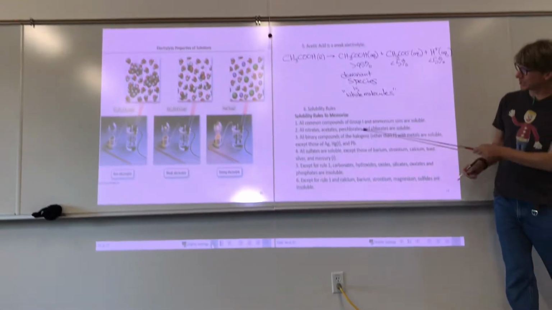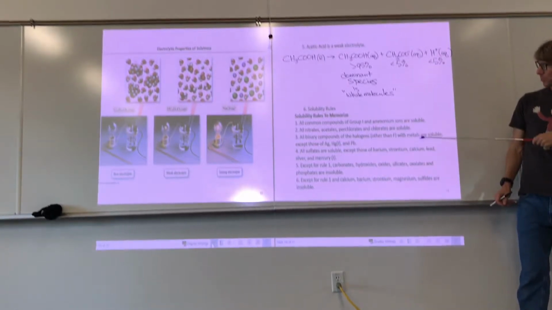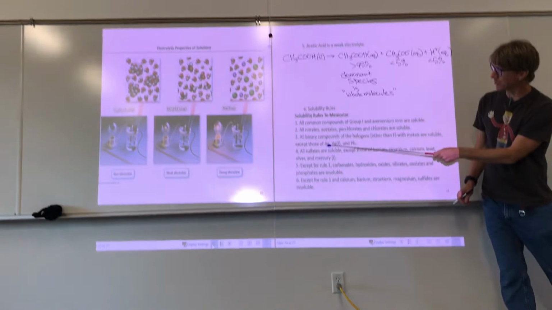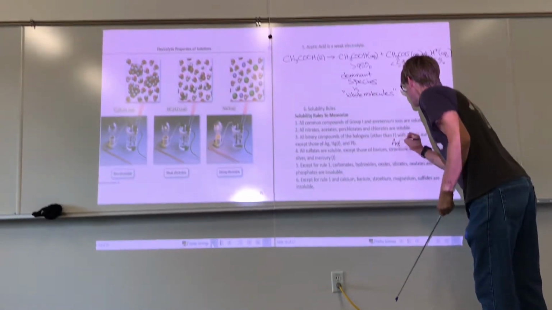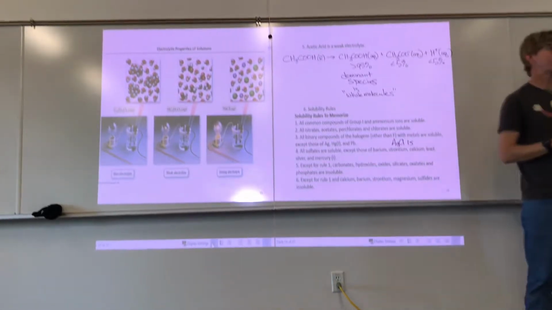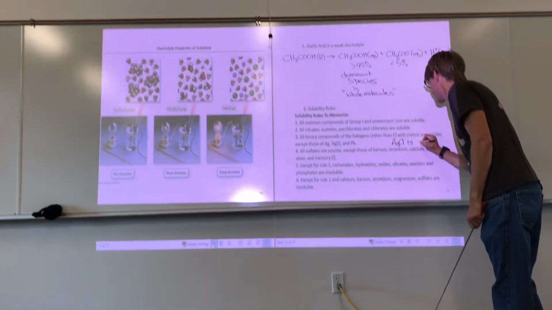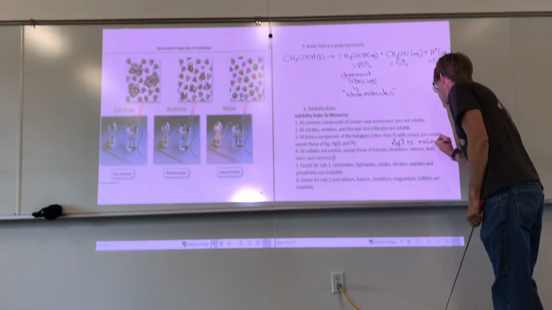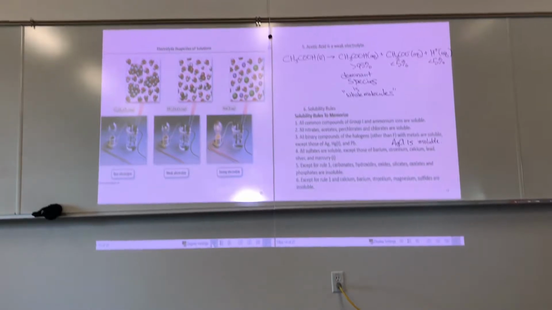As you go down, we said all binary compounds of the halogens, other than fluoride, with metals are soluble. My favorite exception to the solubility thing here is silver chloride. Silver chloride is insoluble, and that's part of what Rule 3 says. And really what Rule 3 says is that almost every other chloride, bromide, and iodide is soluble, but there are some exceptions. Questions about that?